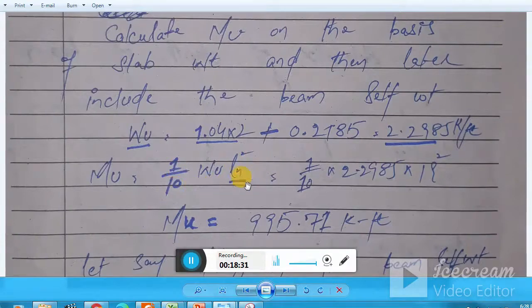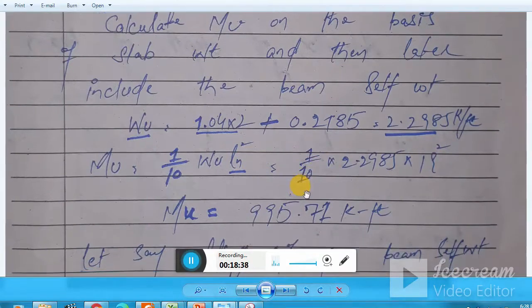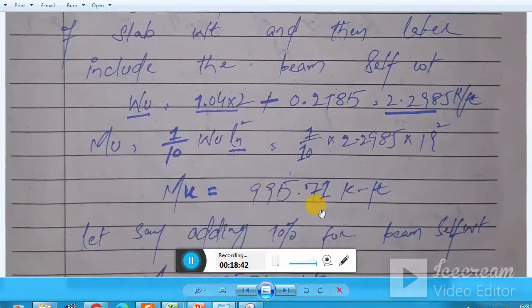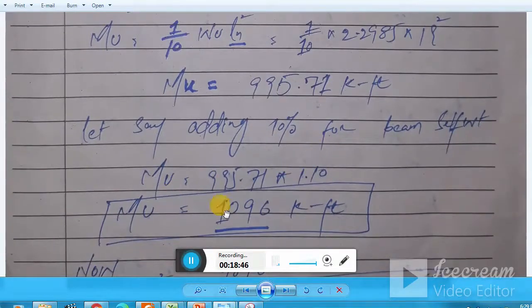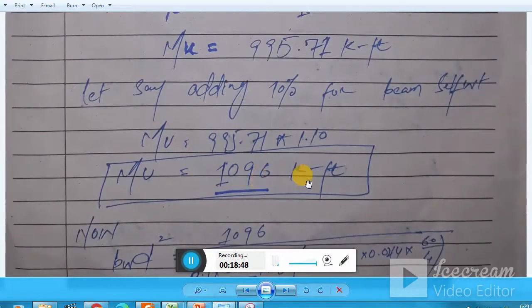Ln square, we have two values, 18.93 and 19. I'm using 19 because it gives me a larger moment, a conservative approach. And I plug the value, I got the moment. Now add in 10% for the beam self weight. So finally I got the moment 1096 kg per feet. This is my final moment.